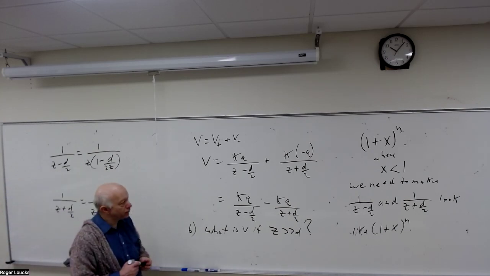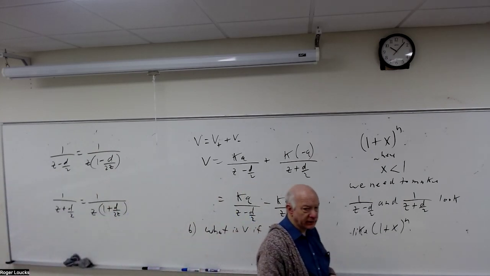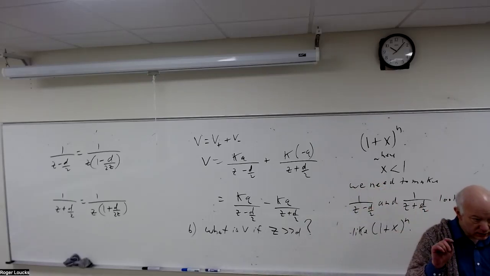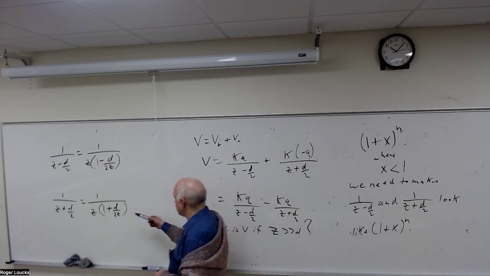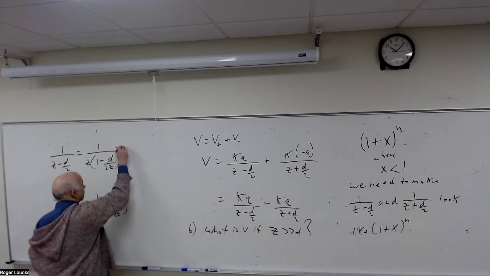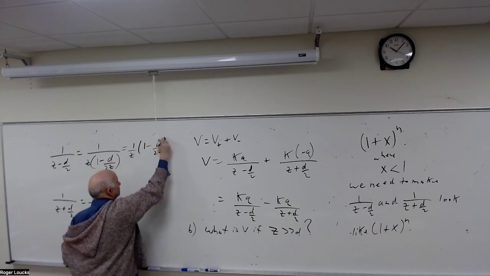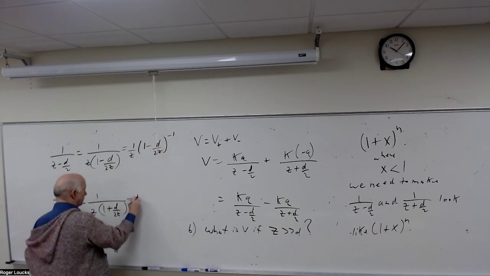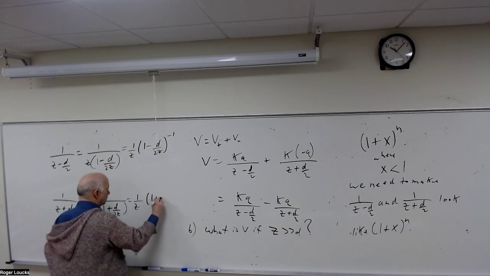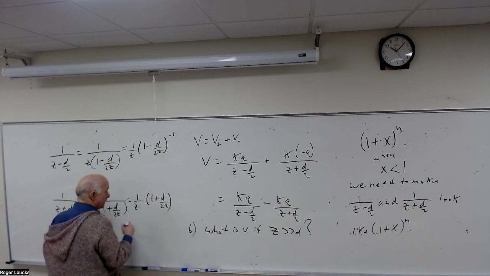Now I give you a little rule of thumb. Where do you never do binomial expansion? In the denominator. So these little pieces here, what are we going to do? We're going to take them to the top. So you're going to write this as 1 over Z, 1 minus D over 2Z, to the minus 1. This one's going to become 1 over Z, 1 plus D over 2Z, to the minus 1. Like that.